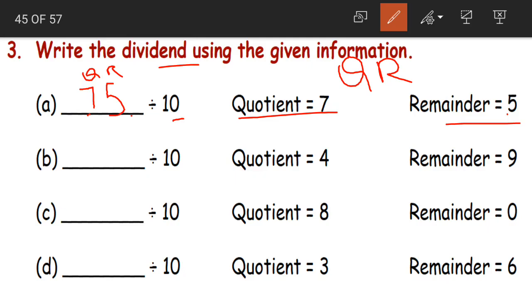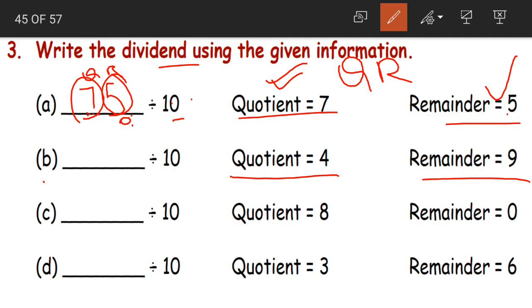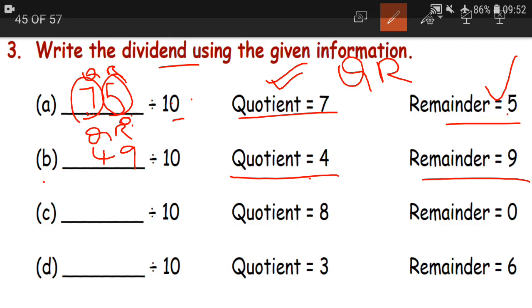Yes, you can check. Now when we divide 75 by 10, what does the remainder become? The digit in the ones place. So 5 is the remainder, yes. And now here 7 becomes the quotient. Yes, it is correct. Now coming to question B. Quotient is 4, remainder is 9. Now what will our dividend be? Quotient remainder. That is 4 and 9. So 49 divided by 10 will give us 4 as the quotient and 9 as the remainder.